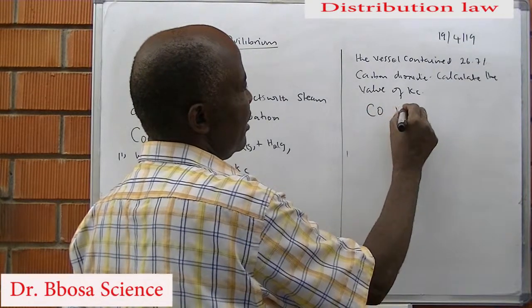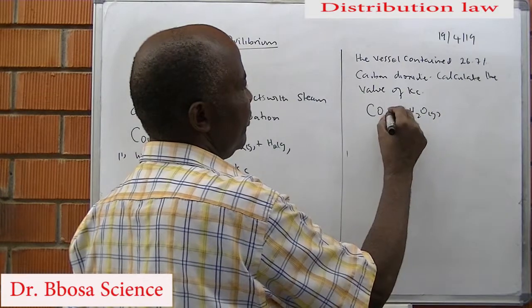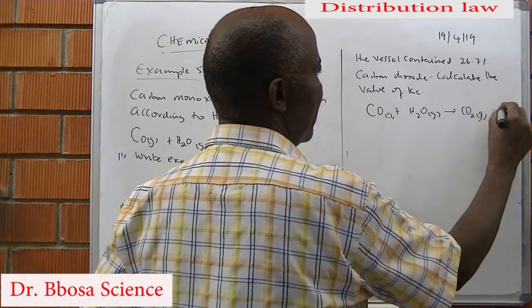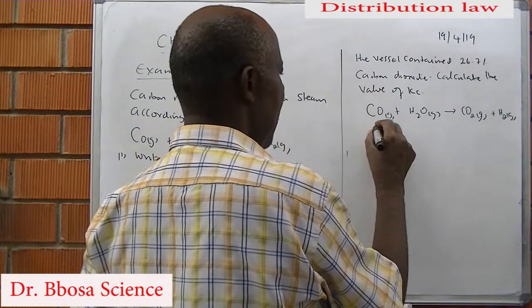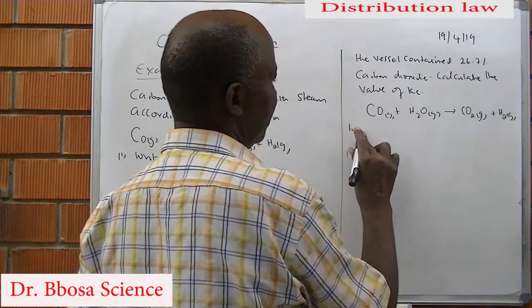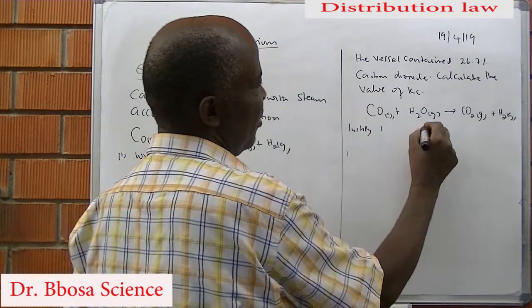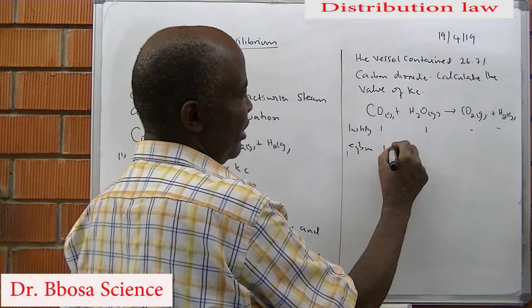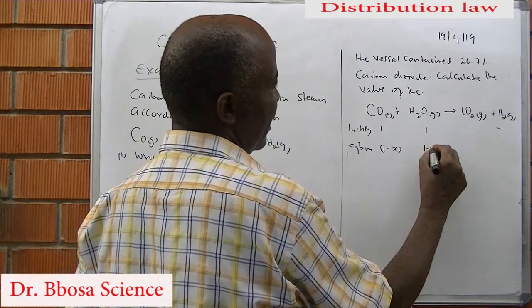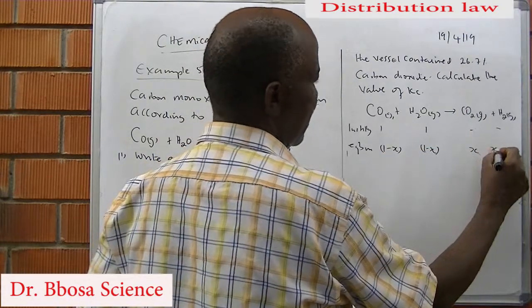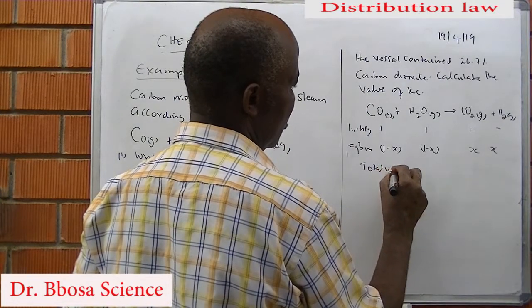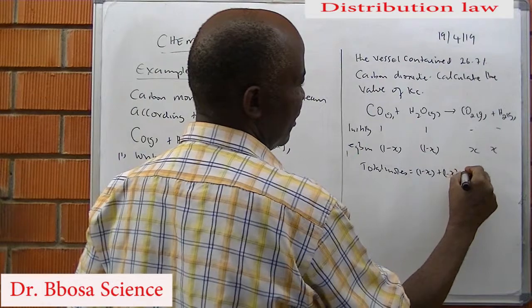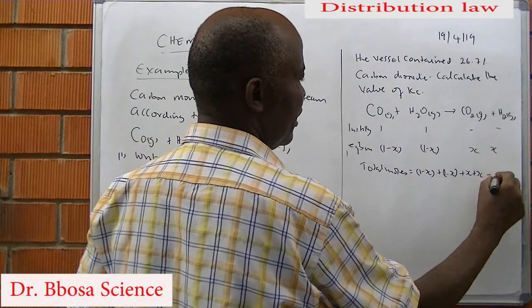So carbon monoxide plus steam, you get carbon dioxide gas plus hydrogen gas. Initially, you have 1 mole, 1 mole, and you don't have the products. Suppose X moles react. X moles have reacted, remain with 1 minus X. Here you get 1 minus X. When X react, you get X and X. It implies that total moles will be equal to 1 minus X plus 1 minus X plus X plus X, which is equal to 2.